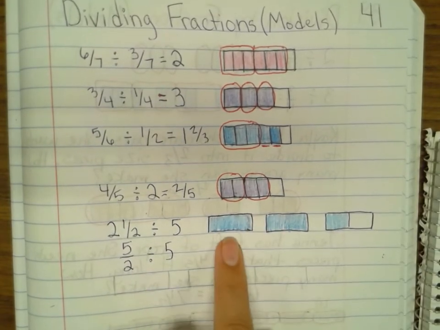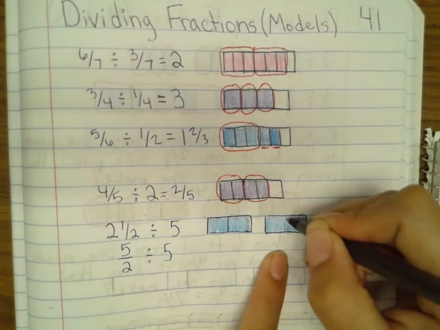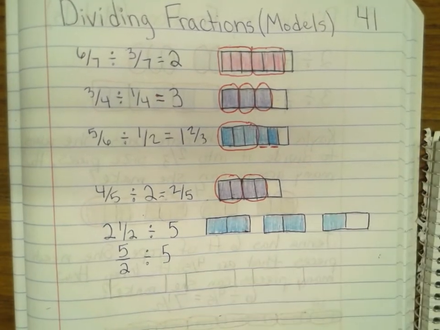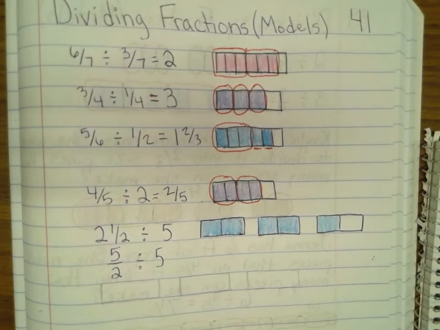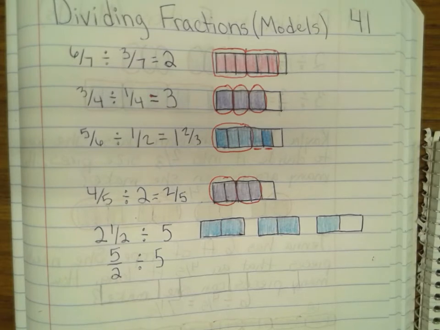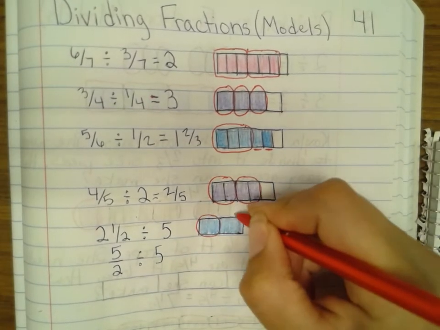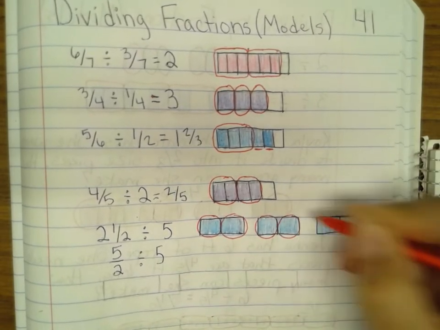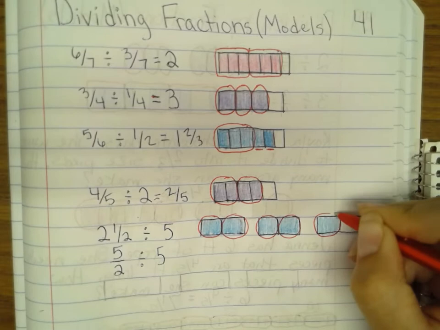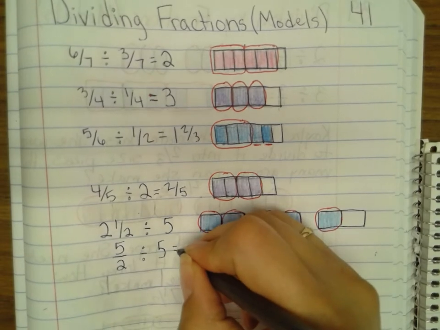Now in my picture, I have 2.5. To show 5 halves, I'm just going to split these so they're in halves. Now, looking at what I have, I can split this into 5 equal groups. 1, 2, 3, 4, 5 equal groups. What's in each group? 1/2.